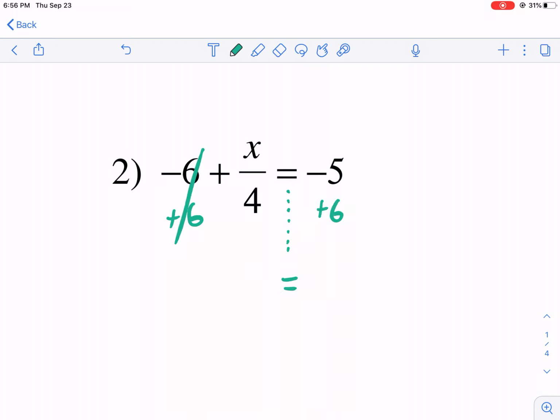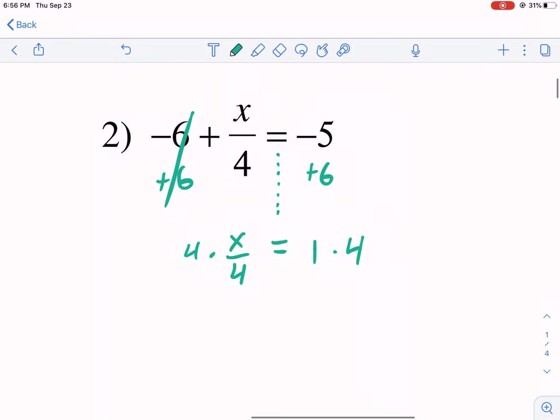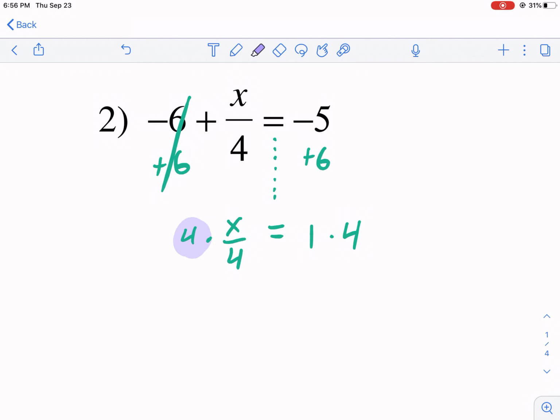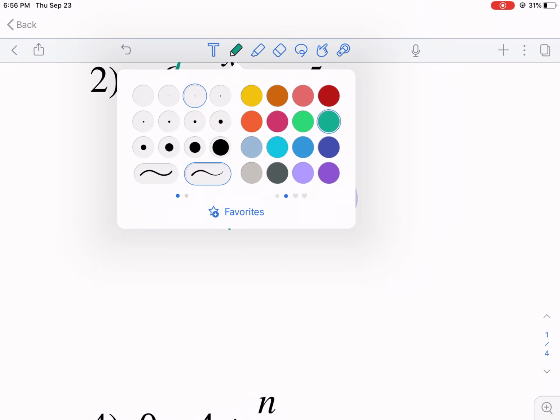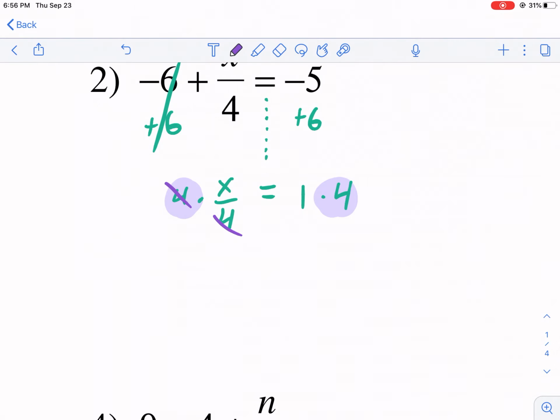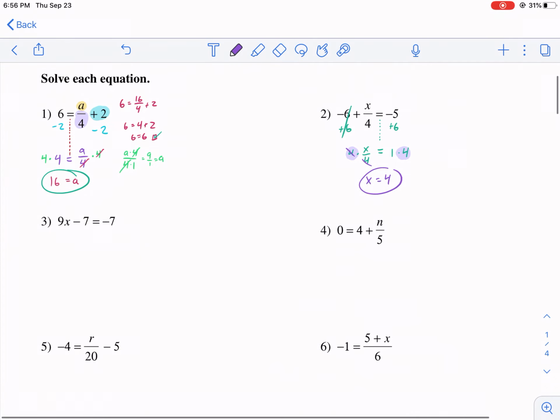So we have equals. This goes away. That's 0. Plus 0 is just x over 4. And then we have negative 5 plus 6, and that's 1. Again, we have divide by 4, and again, we have to multiply by 4 to both sides. Okay, I'm going to highlight this in purple, actually, just so you can see I have to do that to both sides. Once we do that, that gets rid of the 4 in the denominator of the fraction, and we're left with x equals 4, and that's our final answer. Okay, so those are two examples with division.